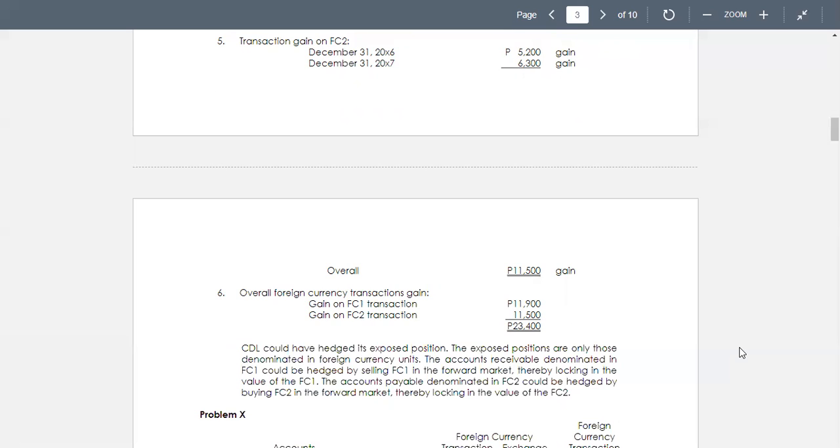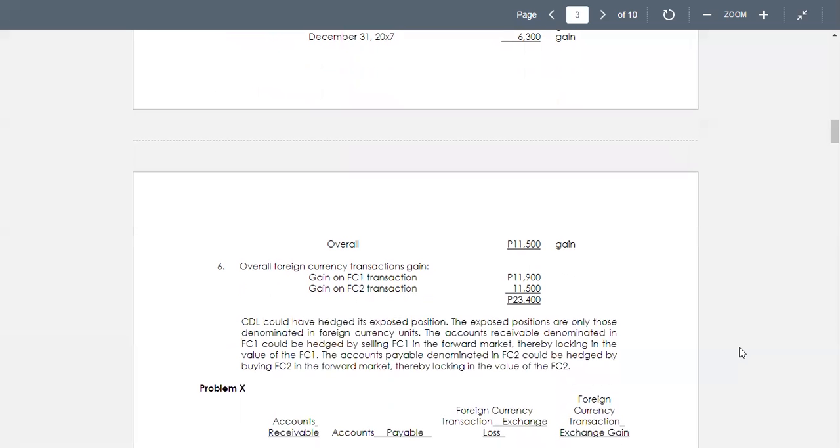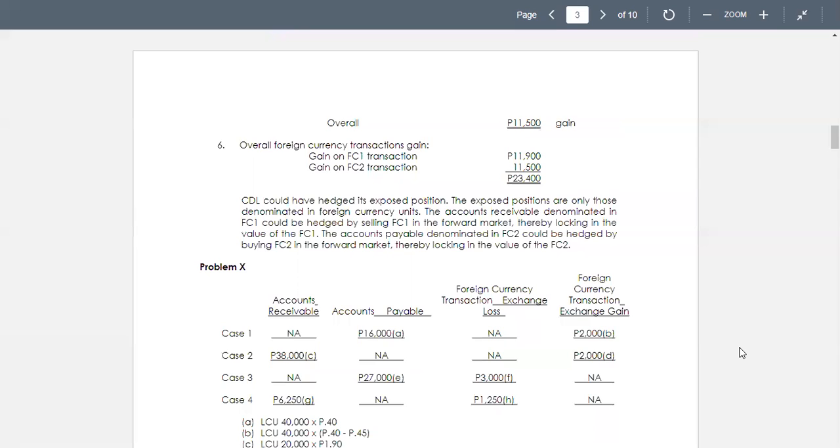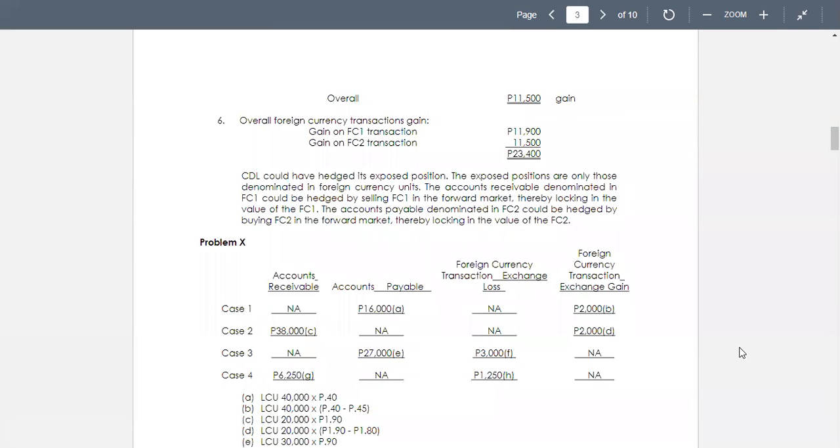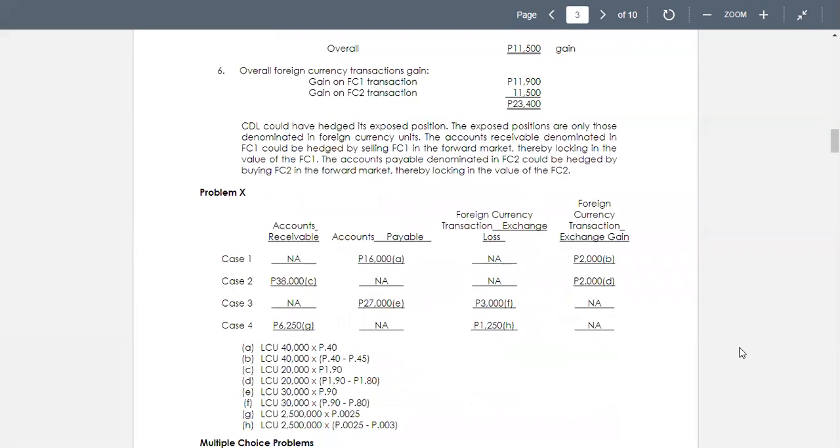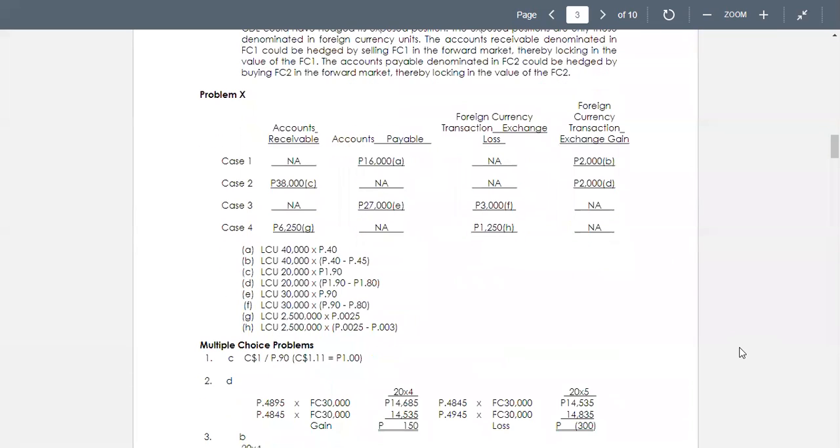Now I have added here problem number 10. We have the solution for problem 10. Now take note, you try to review this solution. Okay, we now go to the multiple choice problems. I only gave you numbers 1 to 40.